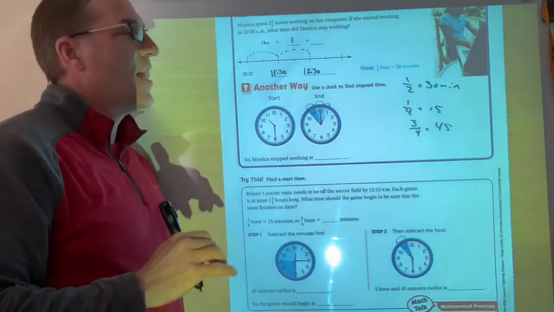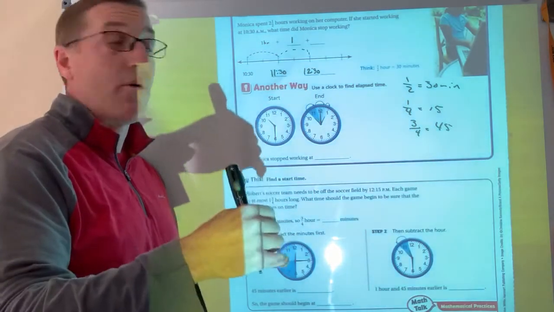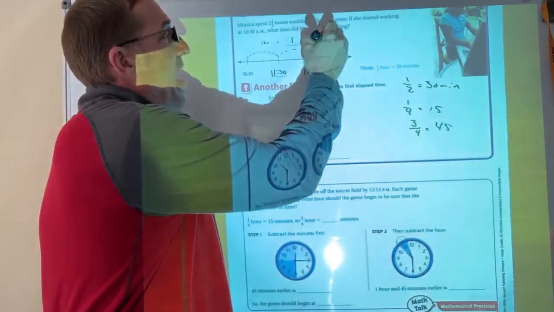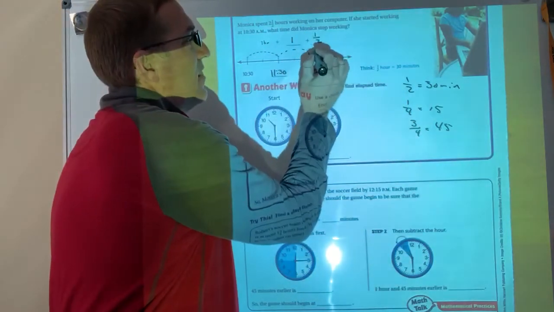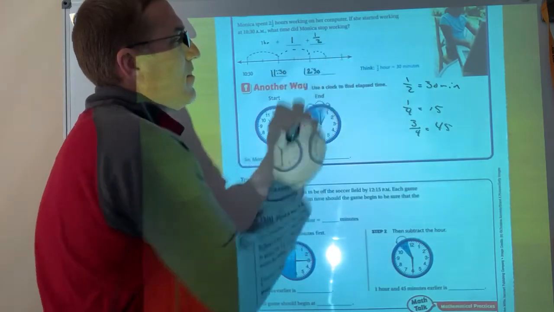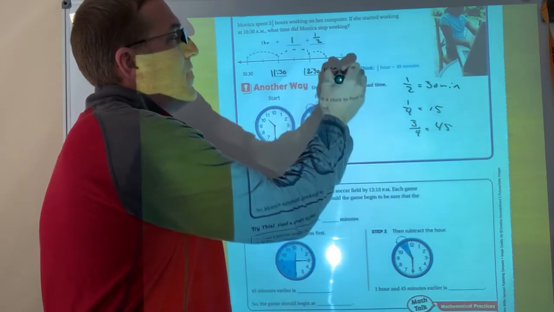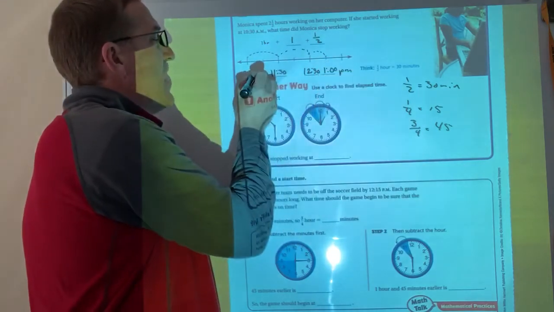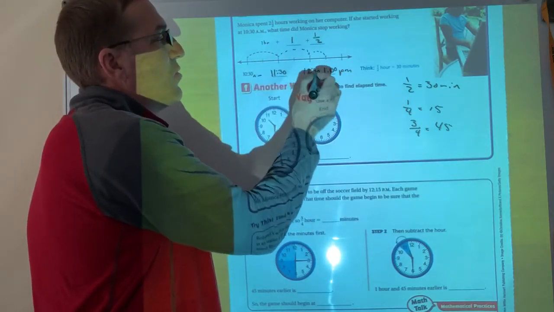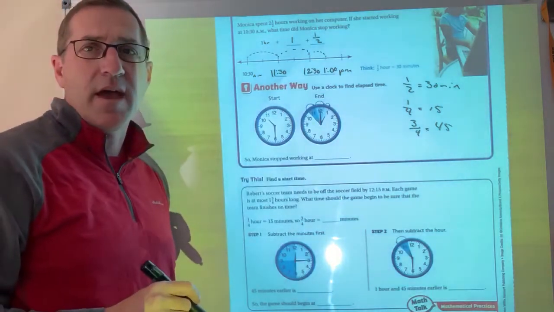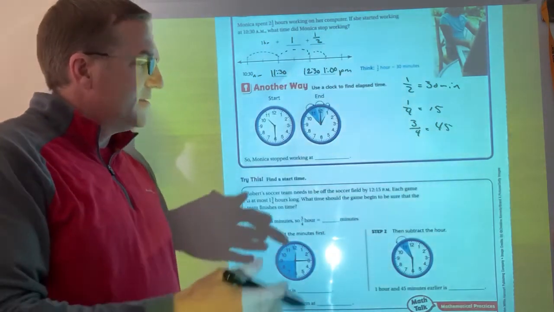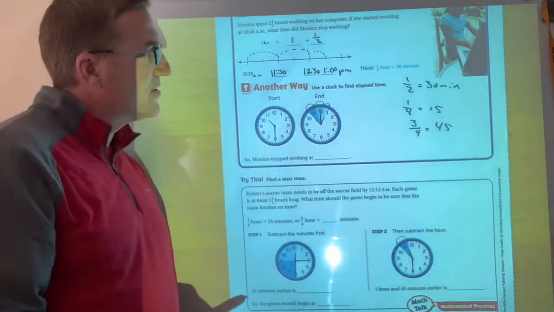okay? And then I'm gonna go another half an hour. So I'm gonna go plus a half, which is just to right here. All right, and that puts me at 1 o'clock p.m. This is a.m. here. Once I get past 12, I'm in the p.m., okay? All right. So that's one way to do that. Another way is to use a clock.